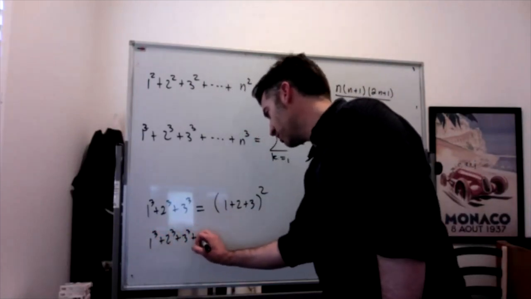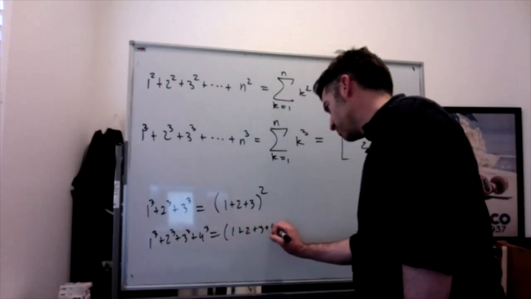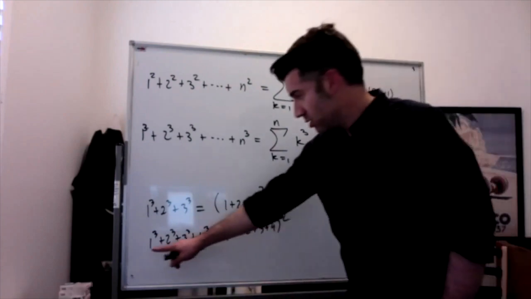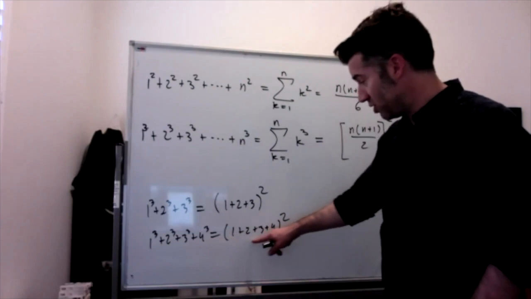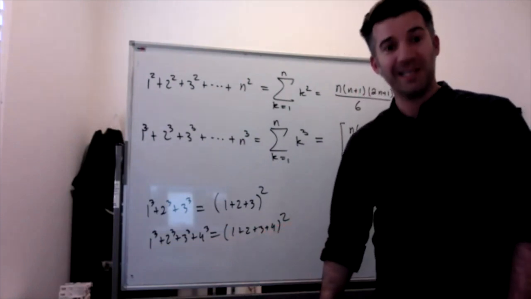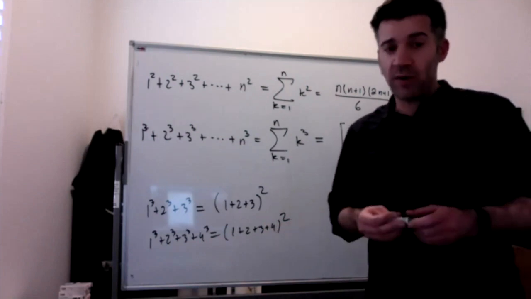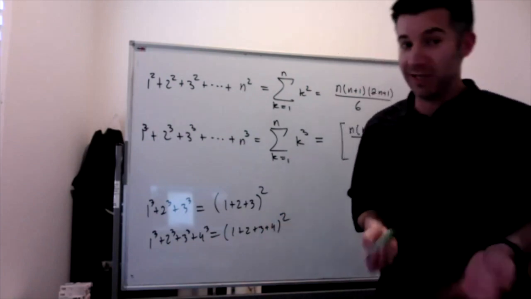If you go to the next one, 1 plus 8 plus 27 plus 64 is 100. And 1 plus 2 plus 3 plus 4 squared is 100. So I just think that's super neat. It's also a formula we're going to use. So I'm not just saying it because it's neat. It's also because it's important, but it is really neat.